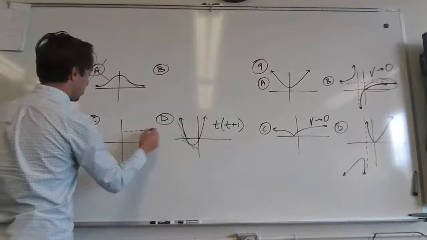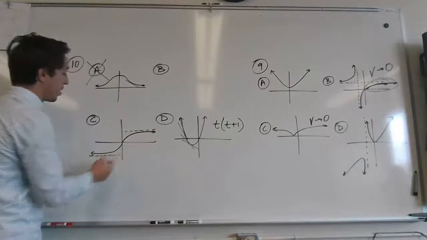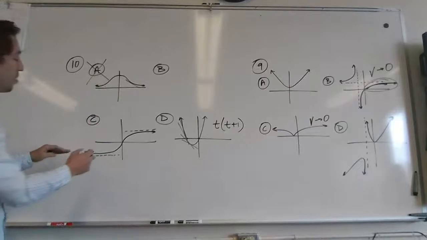But I think it's kind of neat to just look at the graphs, because C looks like this. This is one of those odd functions that we studied. It's like a pre-calculus type thing. So you see how the slopes are always positive?